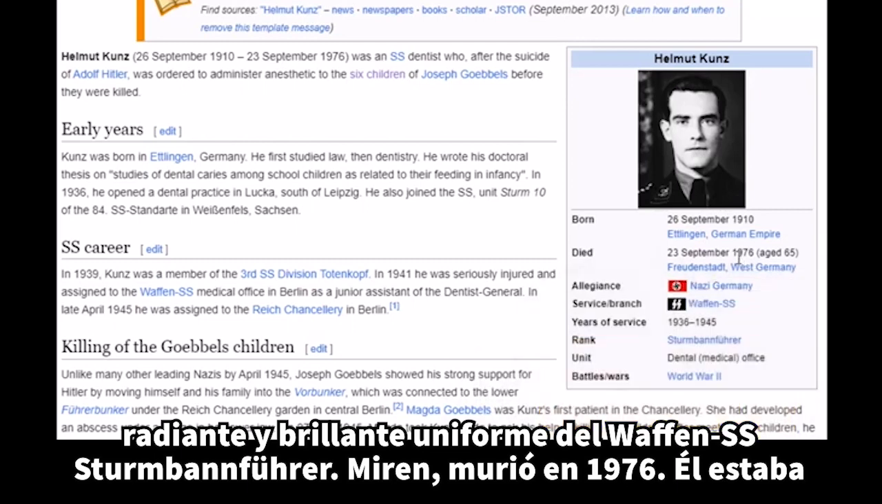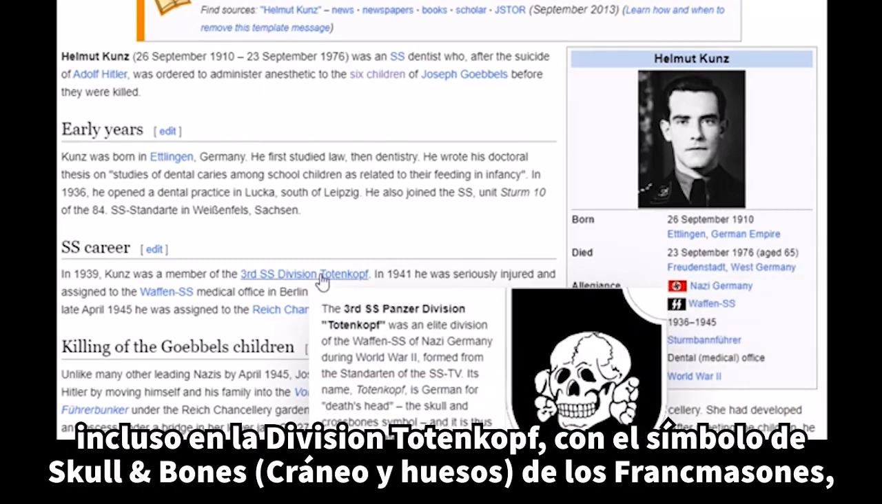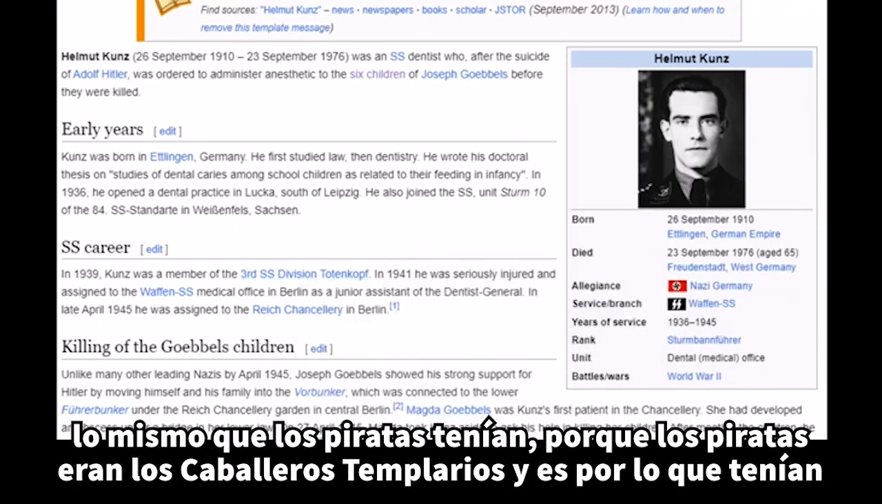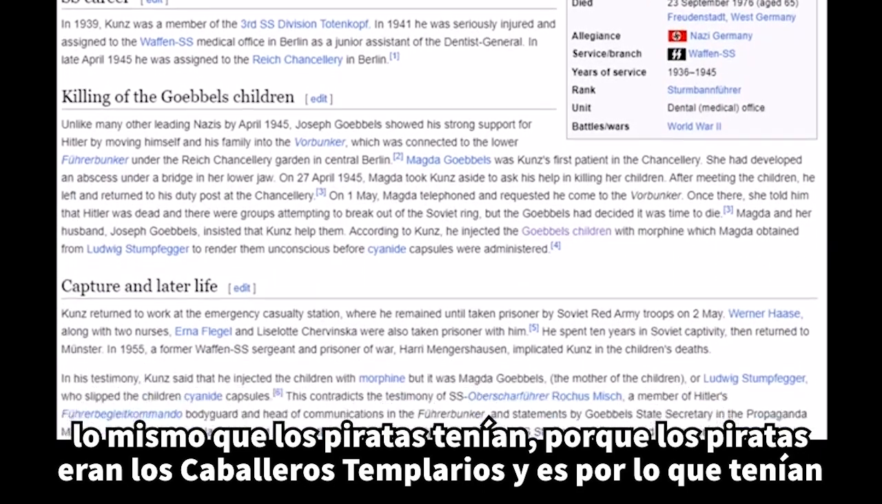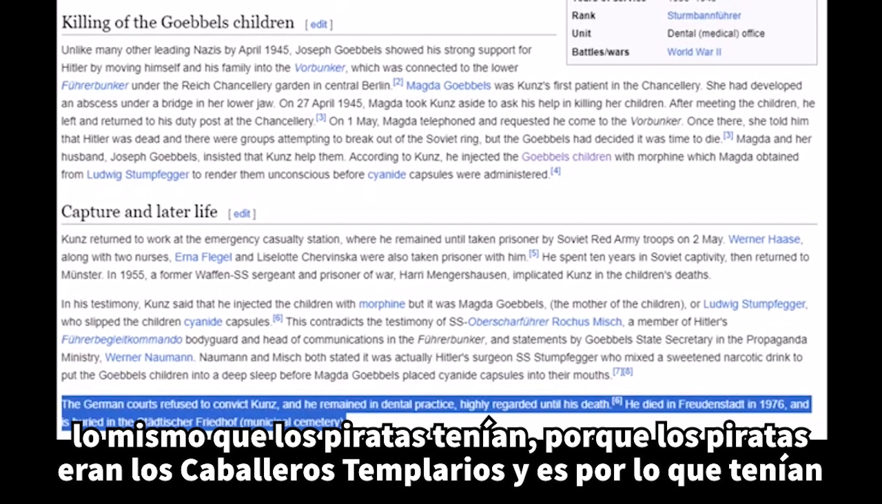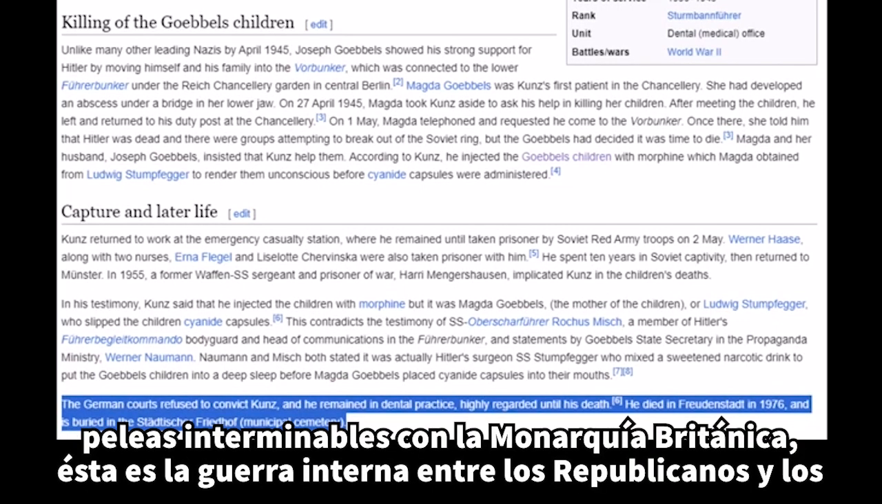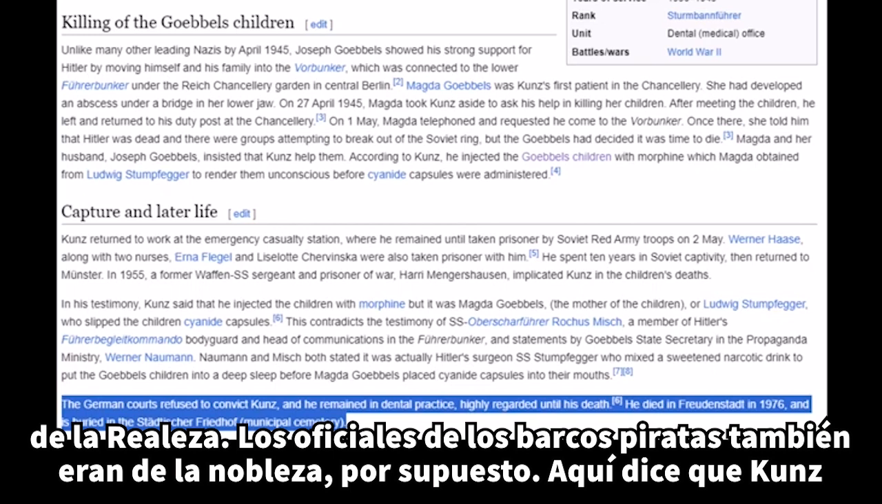Look, he died in 1976. He was even in the Totenkopf-Division, with the skull and bones Freemason symbol in it. Okay? Same thing the pirates had, because the pirates, they were the Knights Templars, and that's why they had this endless fight with the British monarchy. This is the internal war between the Republicans and the Royalists. The officers on the pirate ships, they were also of the nobility, of course.